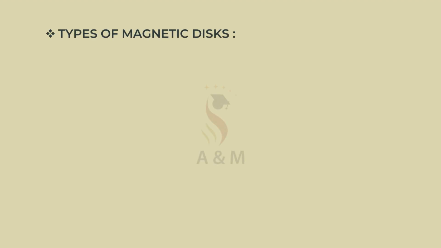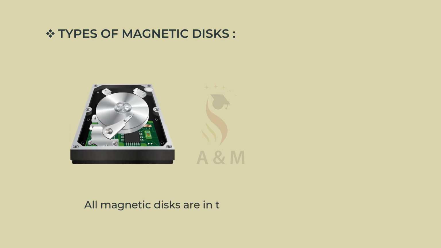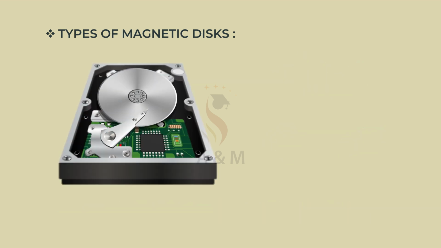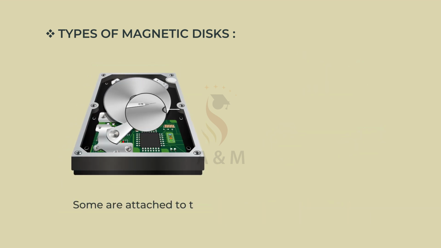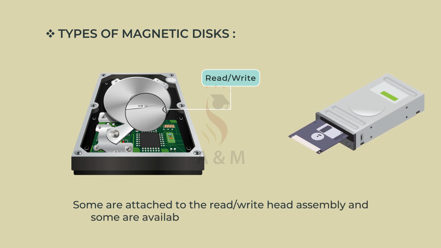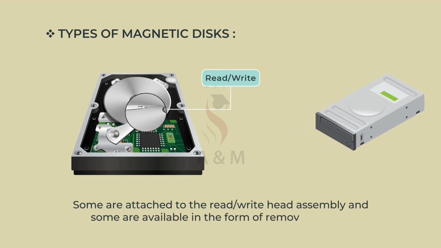Next, let us move on to types of magnetic disks. All magnetic disks are in the form of round platters. These disks are available in different sizes, shapes, and designs. Some are attached to the read or write head assembly, and some are available in the form of removable disks.